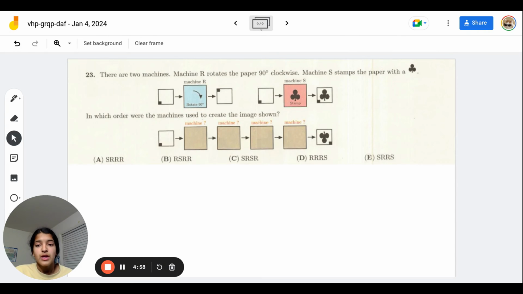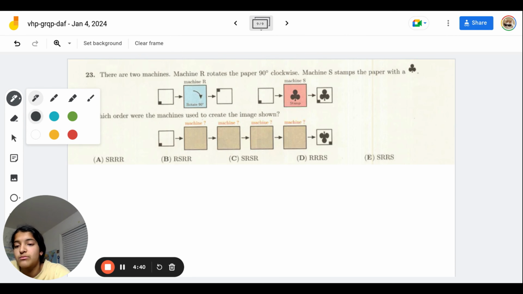Number 23. There are two machines. Machine R rotates the paper 90 degrees clockwise. Machine S stamps the paper with a cute-looking clover symbol. In which order were the machines used to create the images shown below? Okay, so for this one, we're just going to guess and check.